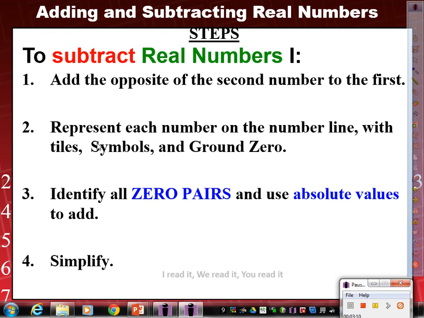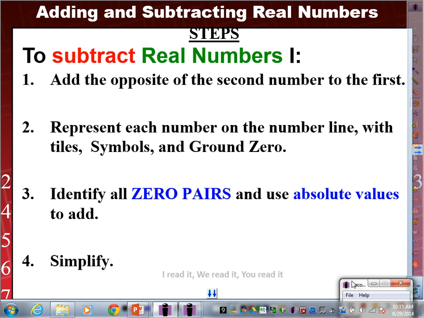So what do you notice from adding to subtracting? They added what? One more step. What is the step? Add the opposite of the second number to the first. Write that down, please, under your Frayer model, please. Just write, to subtract integers, change the real numbers to integers. And then just write step number 1, because we already know the other 3 steps. Is that correct? Add the opposite of the second number to the first. Copy that.